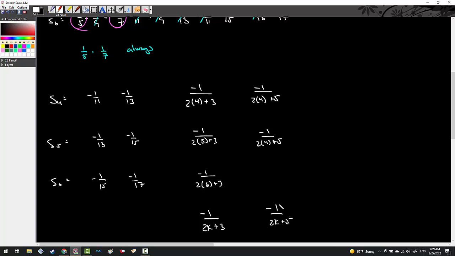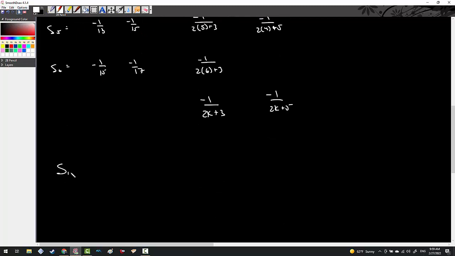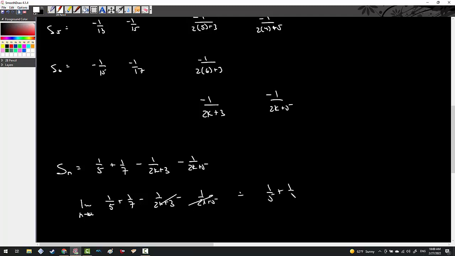So what that means is that I've got a summation. And that's going to be 1/5 plus 1/7, because they always survive. But then the negative 1 over 2k plus 3 will survive on the back end. And the negative 1 over 2k plus 5 will survive on the back end. Which means if I take the limit as n goes to infinity of my S sub n, I will get these guys to cancel, and I end up with 1/5 plus 1/7. Hopefully that's not too confusing, the skippage telescoping sum.